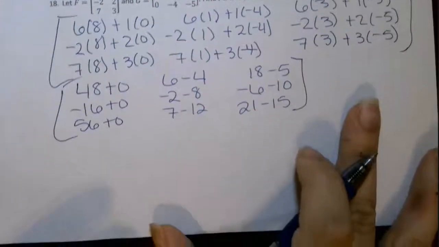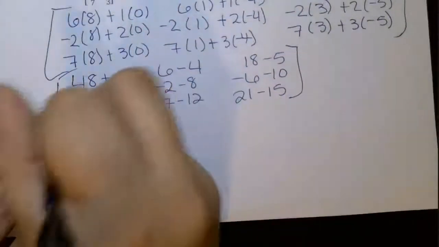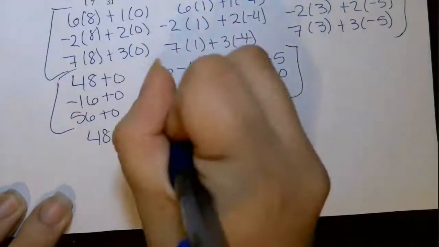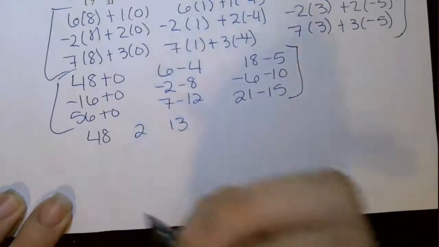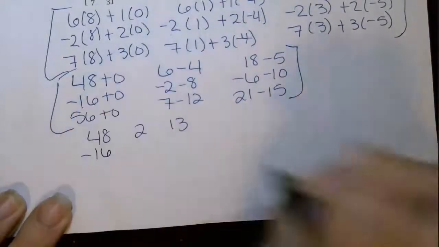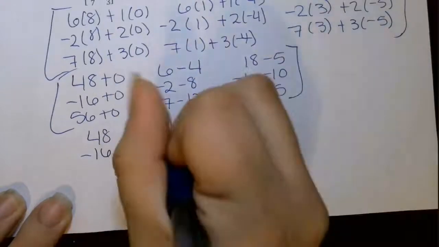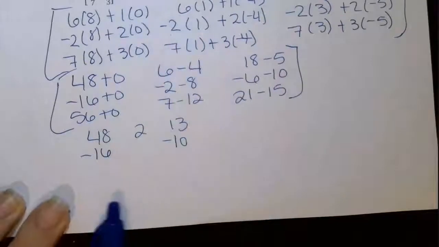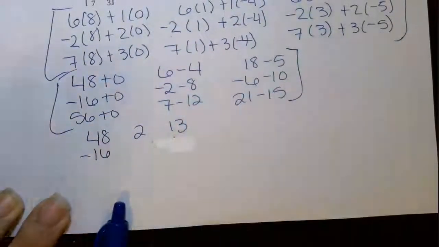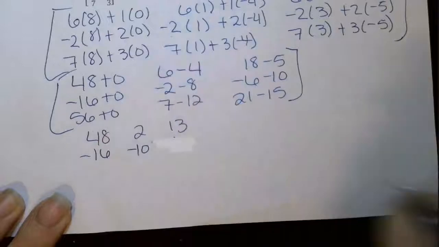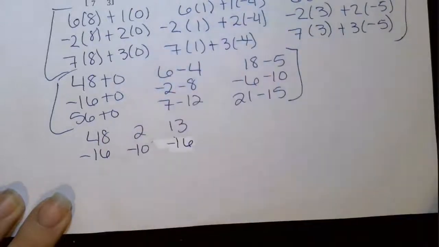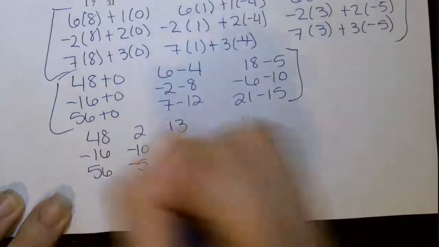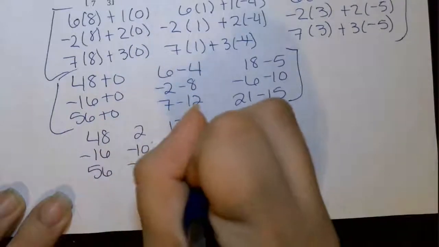Then for my final piece, I just want to go ahead and combine. 48 plus 0 is 48. 6 minus 4 is 2. 18 minus 5 is 13. Negative 16 plus 0 is negative 16. Negative 2 minus 8 is negative 10. Negative 6 minus 10, oops, I wrote that in the wrong spot. Negative 6 minus 10 is negative 16. 56 plus 0 is 56. 7 minus 12 is negative 5. And 21 minus 15 is 6.